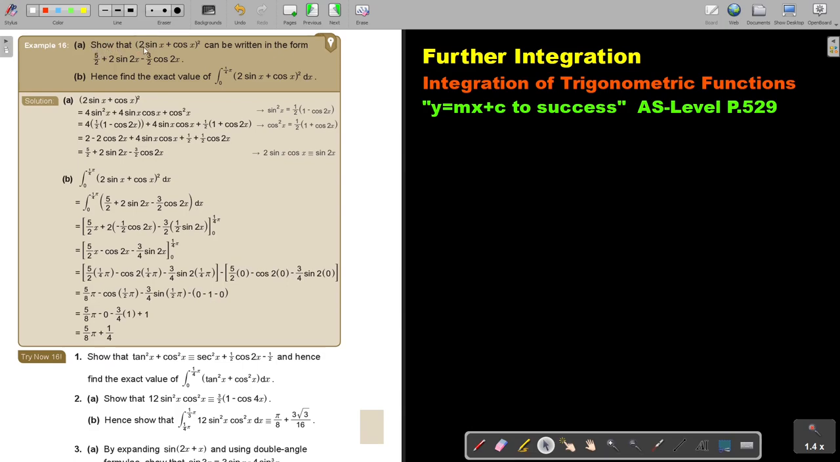Show that (2 sin x + cos x) squared can be written in the form 5/2 + 2 sin 2x - 3/2 cos 2x. Let's stop there. Now, because of the bracket, we're first going to multiply out. As I said, sometimes it's better to rewrite the bracket out two times, but you can do the short way also. I think in this case, the short way is not so difficult, but let's just write it out.